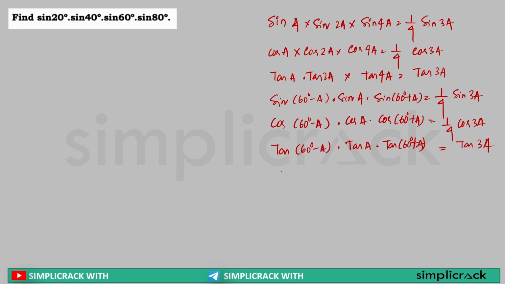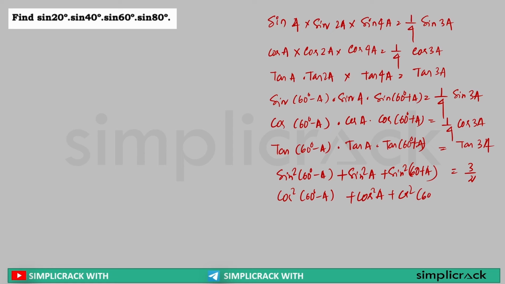Clear? Or if it asks sine square 60 degree minus A plus sine square A plus sine square 60 degree plus A, then the answer is 3 by 2. If it asks cos square 60 degree minus A plus cos square A plus cos square 60 degree plus A, the answer is 3 by 2.